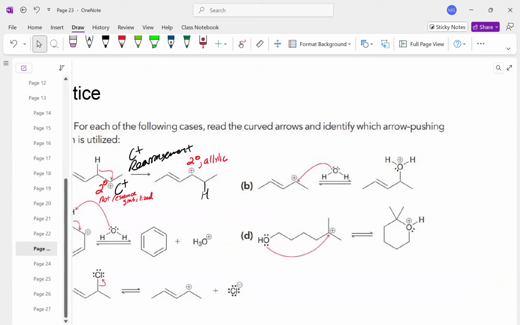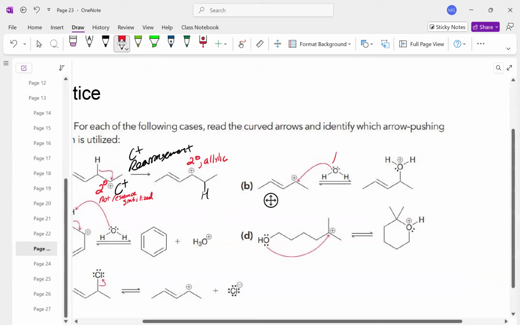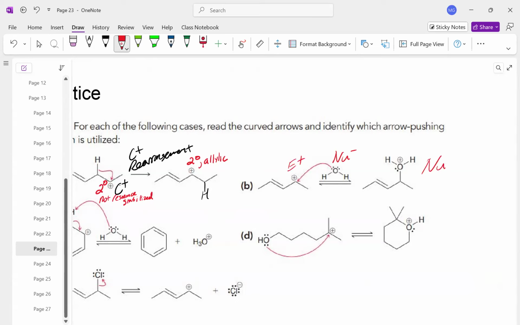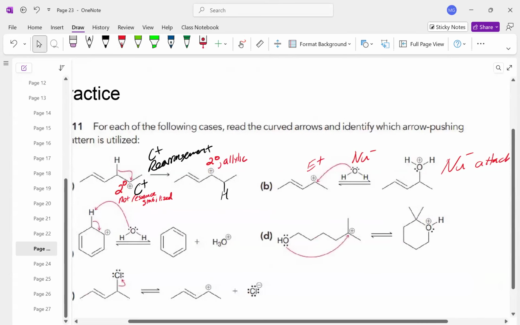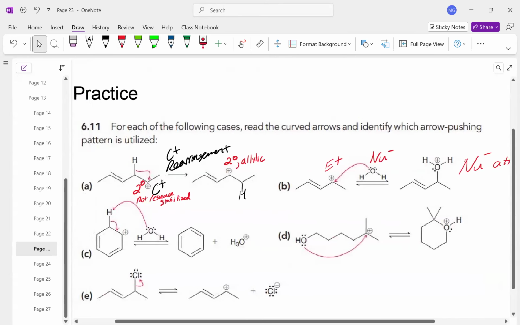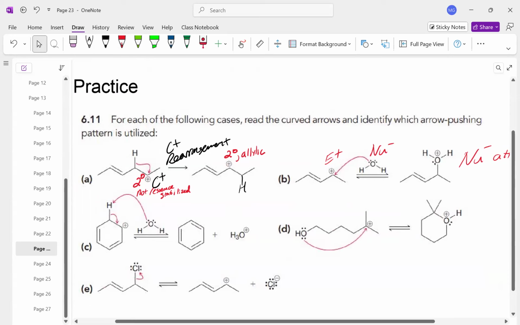So if we look here, we have something that has electrons, like a nucleophile, and something that wants electrons, like an electrophile. This is just simply a nucleophilic attack. Okay, well, let's look at C.